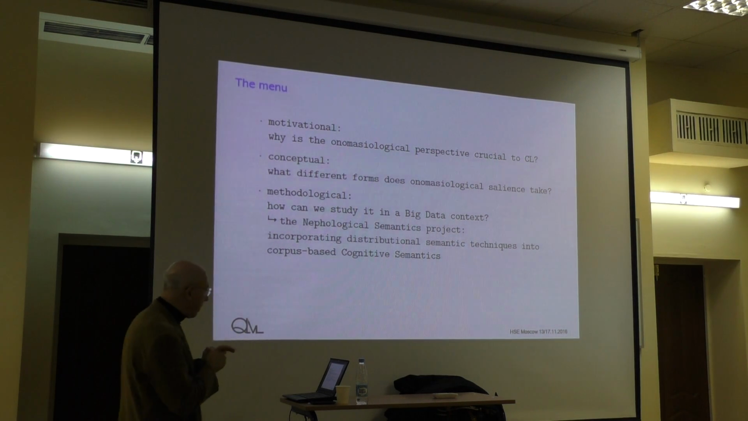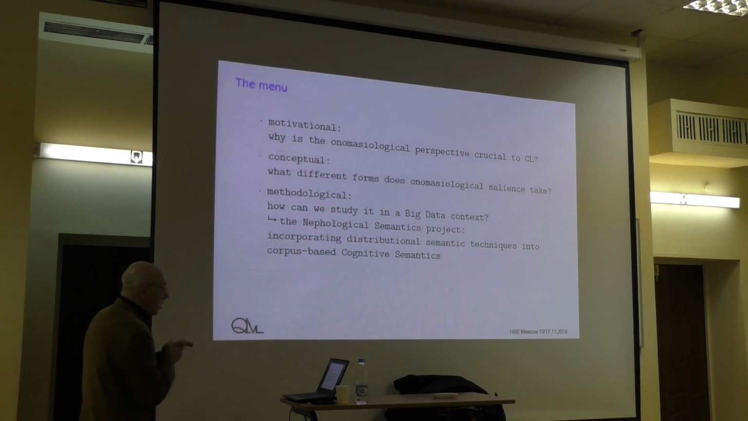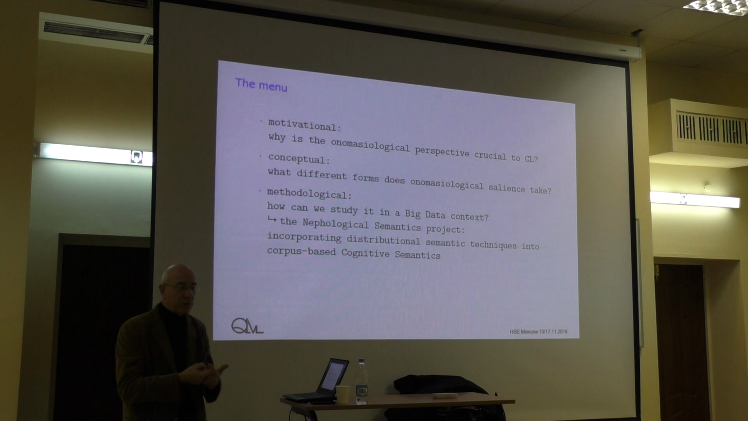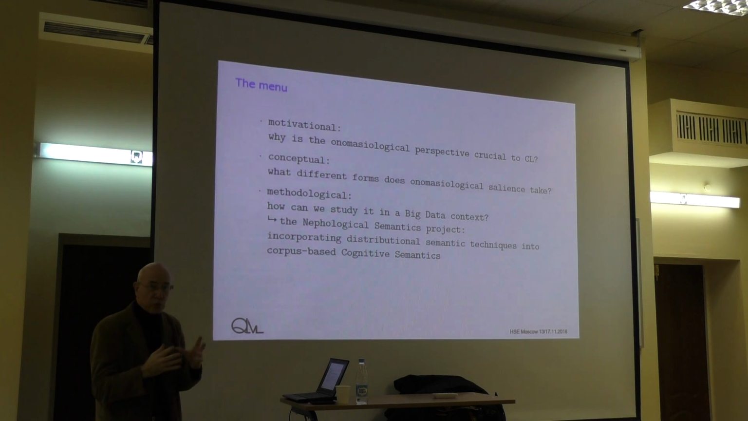Now, my general claim, in a sense, is that although they seem like mirror images, the two perspectives, an onomasiological perspective is up to a point more natural if you want to talk about usage-based language, or usage-based approaches, than a semasiological one. And that's, in a sense, the first question. Why is an onomasiological perspective crucial to meaning-based approaches? And I'm coming to that in a moment.